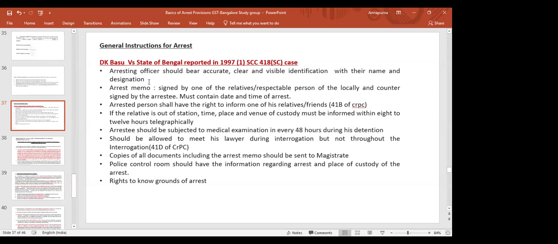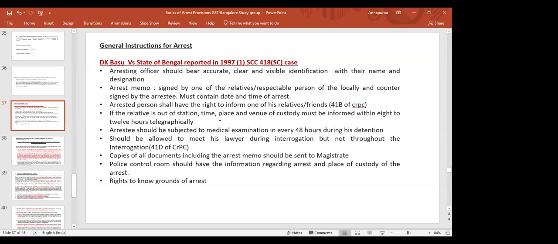I was reading in one of the paras of Jatin sir's book also. They said that first, the identity of the person who has to be arrested is very important. And then second is the arrest memo. It should be signed by one of the relatives or a respectable person of the locality and countersigned by the arrestee. It should contain the date and time of arrest, and the arrested person will have the right to inform his relatives or friend. This is from 41B of CrPC.